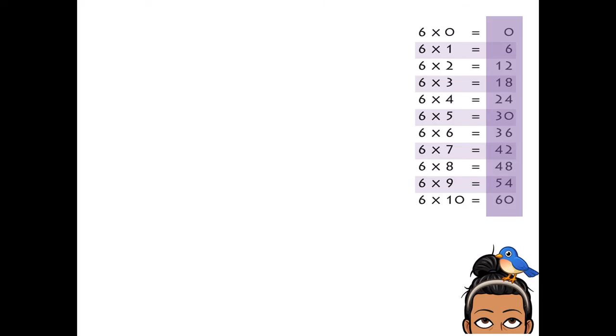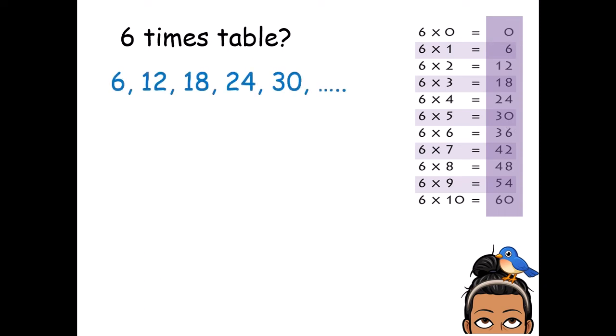So think of your timetable. We're going to look at the 6 times table. You have two numbers being multiplied by each other, the number 6 and a set of integers from 0 to 10. The numbers that you have on the right of the equal sign are the multiples of 6. So we have 6, 12, 18, 24, and 30.